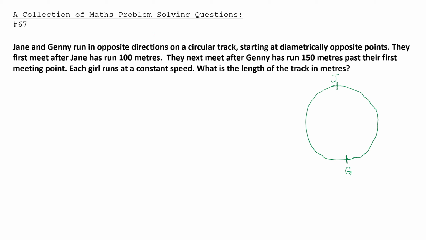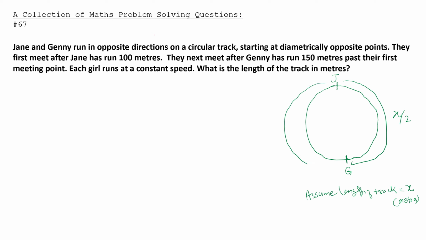Now, we have to find the length of the track. So assume the length of the track is x meters. Then half the track, or this part, is going to be x out of 2, the same as this part is x out of 2. So that's to be remembered.